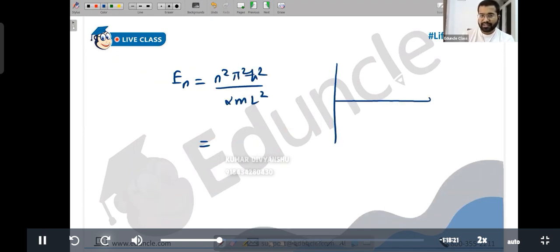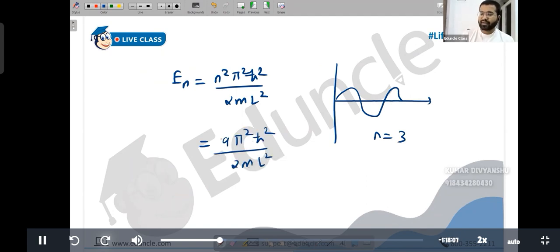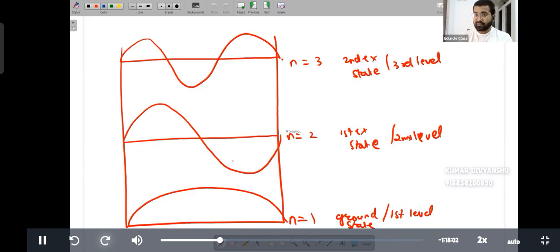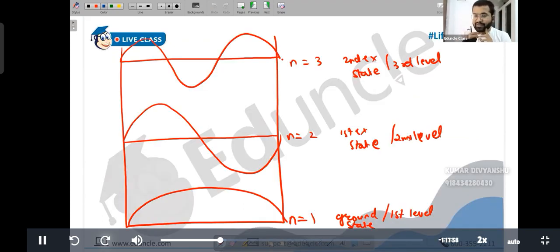So if I give you a graph that looks like this, it automatically tells you that n is 3. You have to substitute. The answer would be 9 pi squared h squared upon 2mL squared. They will give you the mass and the length, you substitute, and you can find the energy. So this is the significance of the graph. In one of the JAM papers itself, they have asked this question. I don't remember the year, but you can always check that out.